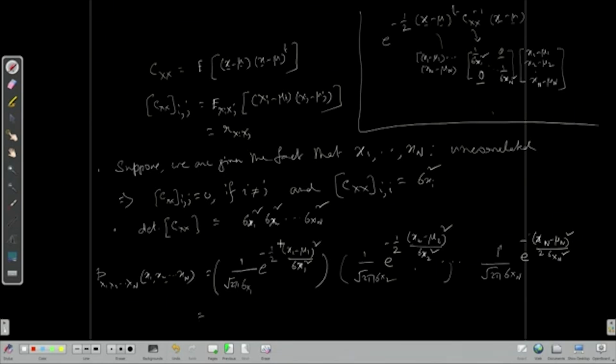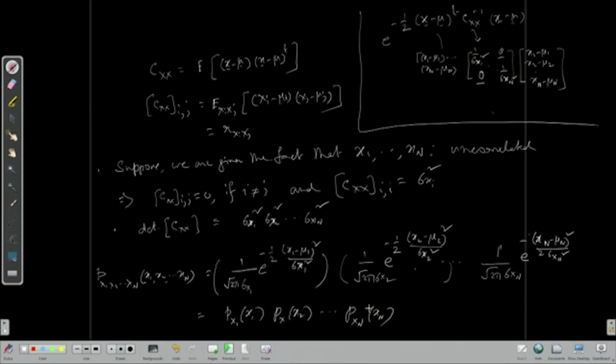So that means this is nothing but the probability density of this guy, capital X1. This is nothing but the probability density of this guy, dot dot dot. This is nothing but the probability density of Xn. So you see now in this case, the overall joint density is a product of the individual marginal densities. So they are statistically independent.